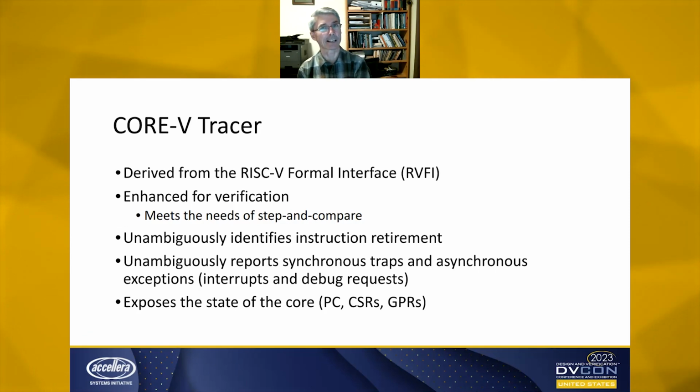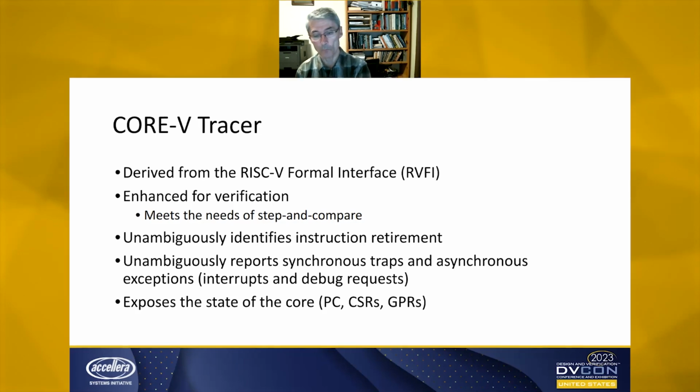The RTL does not have to, or the test bench does not need to guess about this. The tracer interface is explicit about when this happens. And it also unambiguously reports synchronous traps and asynchronous exceptions, such as those debug and interrupts I've been talking so much about. And it exposes all of the state of the core, the program counter, all of the CSRs, and all of the GPRs to the outside world so that the test bench can see what's going on inside the core.